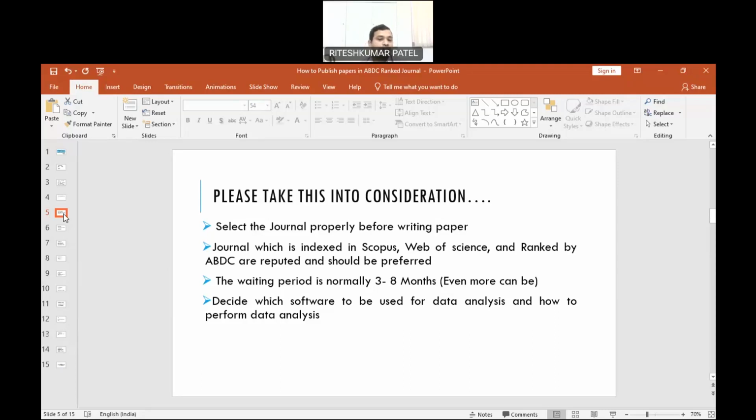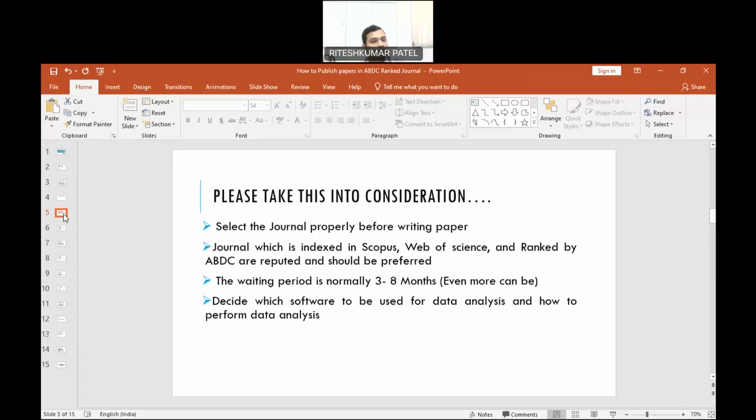Normally, the waiting period is 3 to 8 months for the journal, and it can be even more than that also. So don't panic if the paper doesn't get a review on time. You need to be quiet, you need to be patient enough to just see that you get a review. Many times the review is delayed because the reviewer is not available. The reviewer may be quite occupied with certain other duties. So at that time it's difficult to get the review.